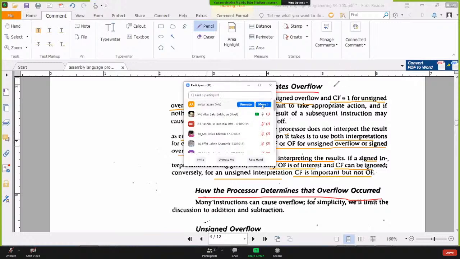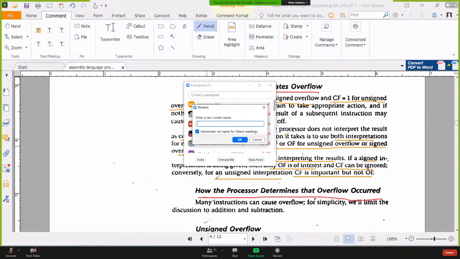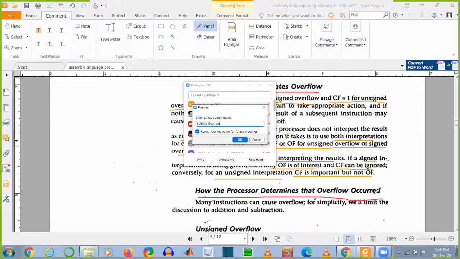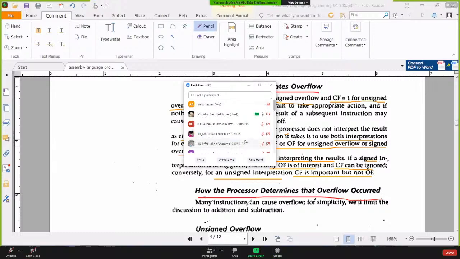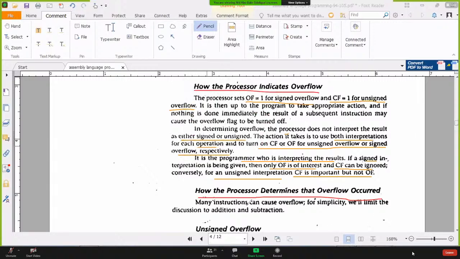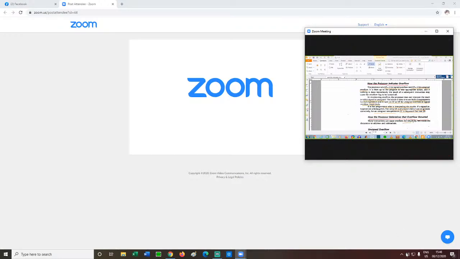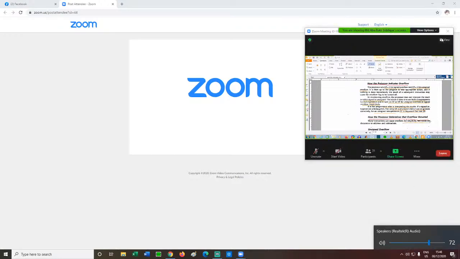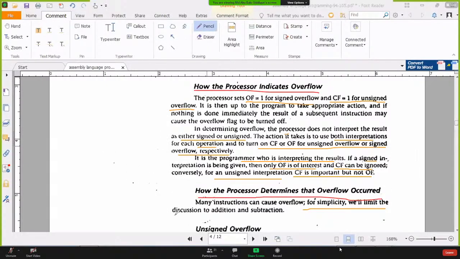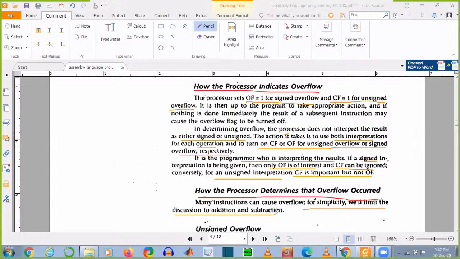Okay, so how does the processor indicate overflow? That is what we know. Then how does the processor determine that overflow occurred? Many instructions can cause overflow. For simplicity, we will limit our discussion to addition and subtraction. In a later chapter, we'll discuss other operations like multiplication and division, signed and unsigned.